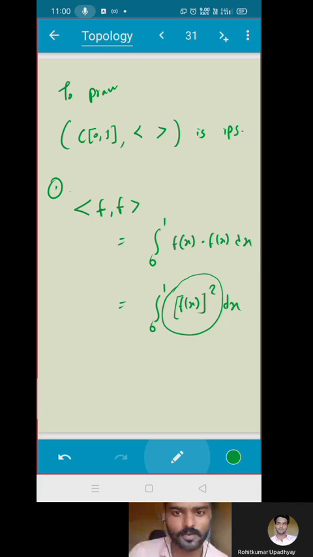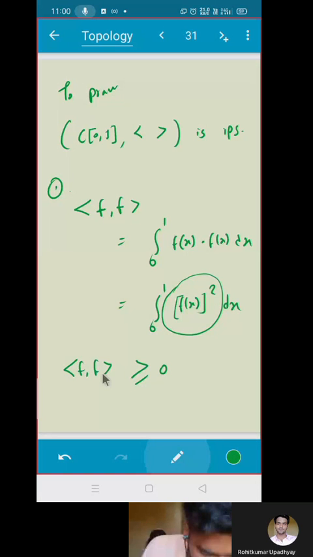Do you agree? It is a positive function. So what can you say about the integral of that? If this is positive, then the integral is always greater than 0. Do you agree, everyone? Here f of x is not my function. F of x the whole square is the function for me.